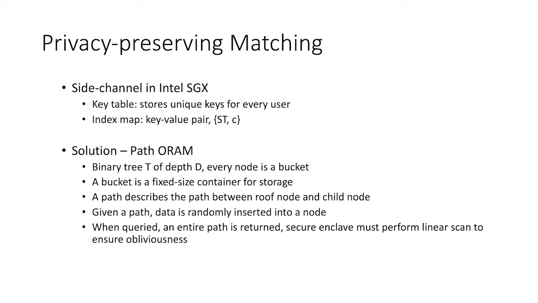Among all ORAM solutions, we use Path ORAM for its better performance. In short, Path ORAM is a binary tree structure where the path describes the route between a root node and one of the leaf nodes, and the data is randomly stored at the nodes within the path. As the name obliviousness infers, the entire path is read or written accordingly to ensure the timing is consistent.